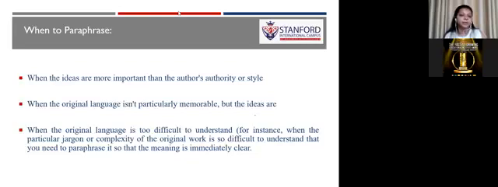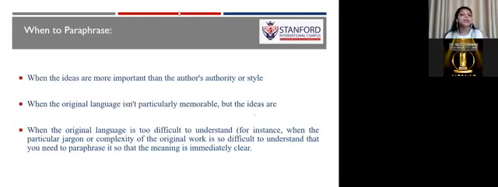So that is one. Let's see, when the original language isn't particularly memorable but the ideas are. The original language is very hard to comprehend, very complex. When you incorporate the same thing into your own work, you will not make sense out of it, and your readers will also not make sense out of it. So when there are language issues and the way they wrote it is very complex, we can simplify and paraphrase it into our document.